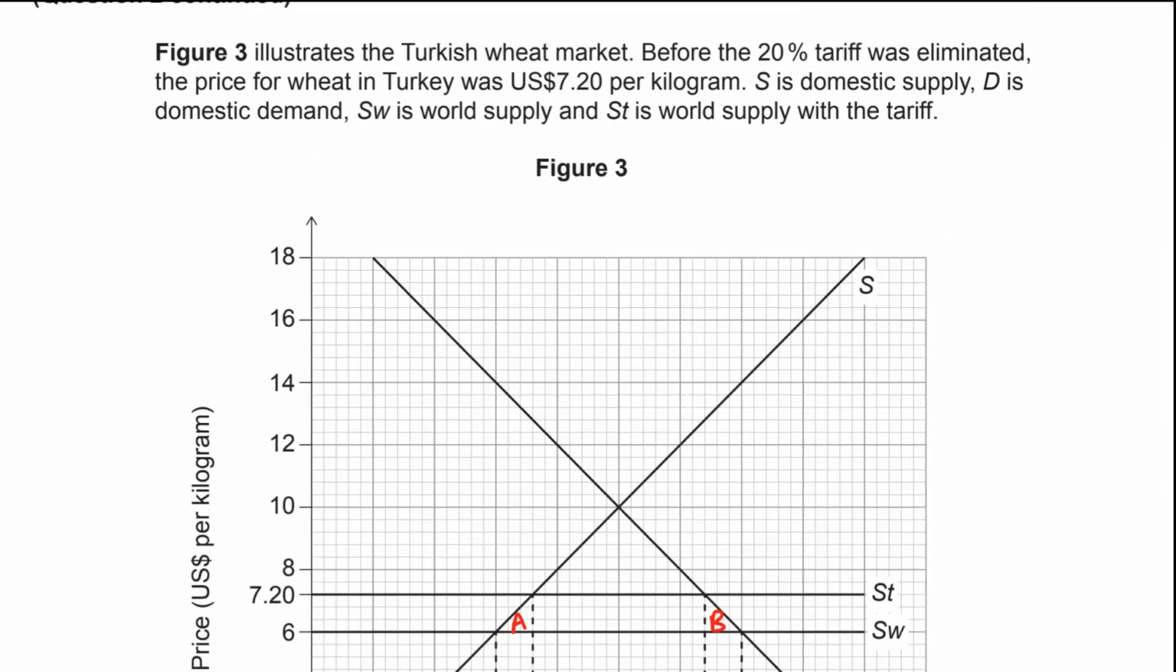Now, more on the Turkish wheat market. So figure 3 illustrates the Turkish wheat market. Before the 20% tariff was eliminated, the price for wheat in Turkey was US $7.20 per kilogram. S is the domestic supply, D is the domestic demand, SW is world supply, and ST is the world supply with the tariff, right?